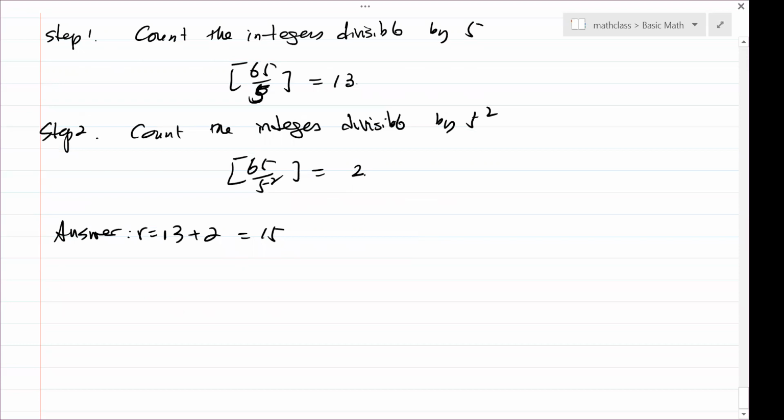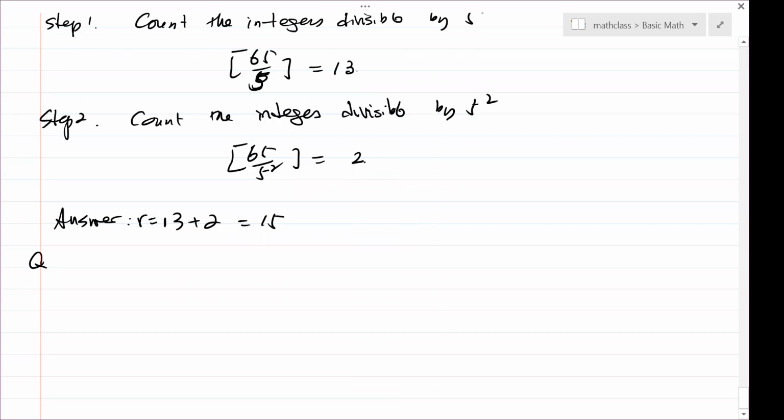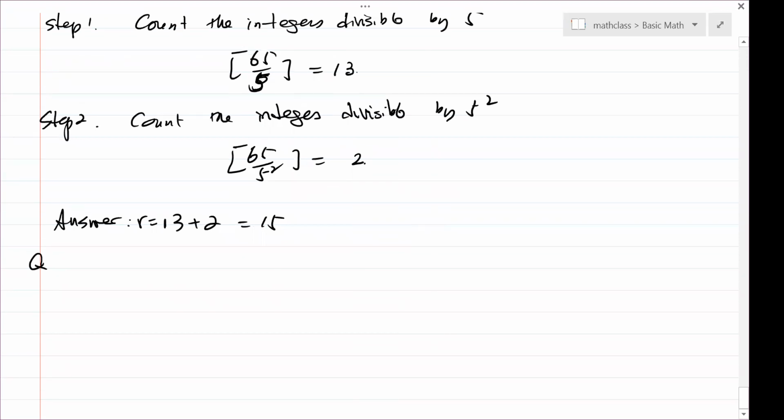All right, let's try the next one. Oh, we are done. We're over time, so we stop here. It's already over time. That's why students send me text messages.